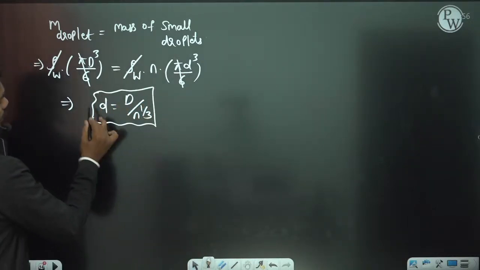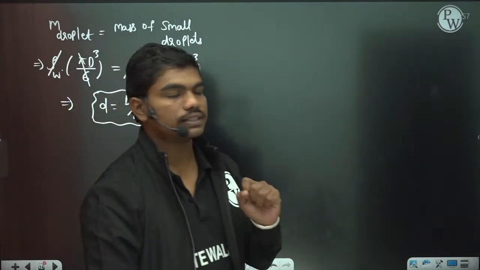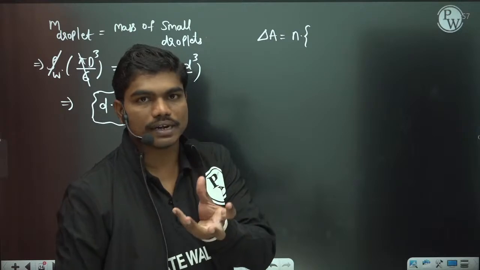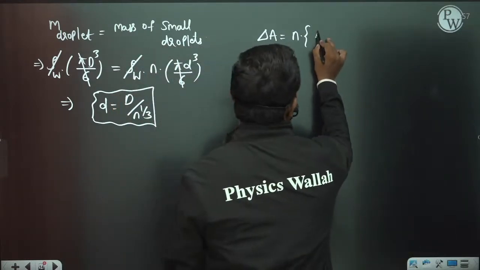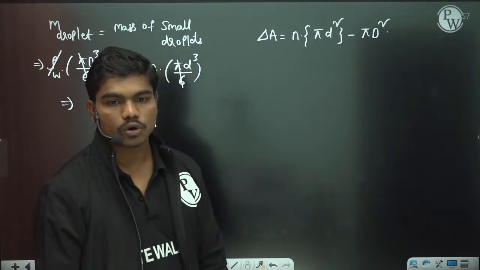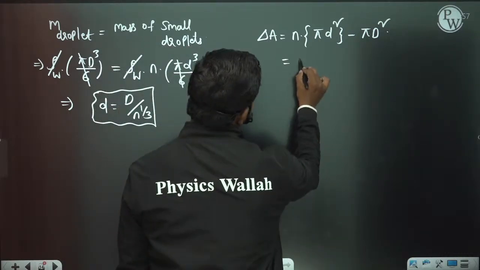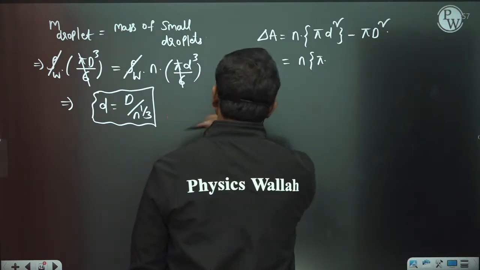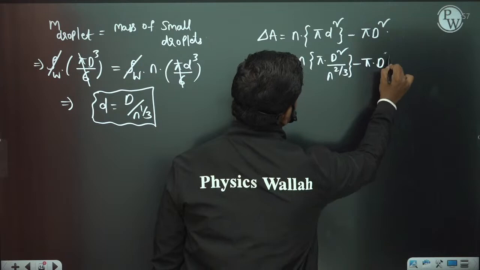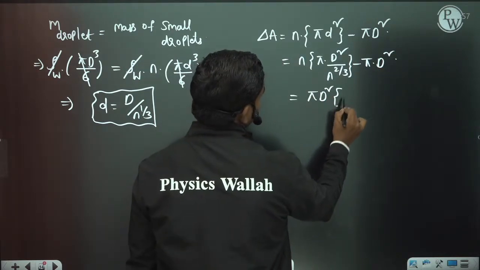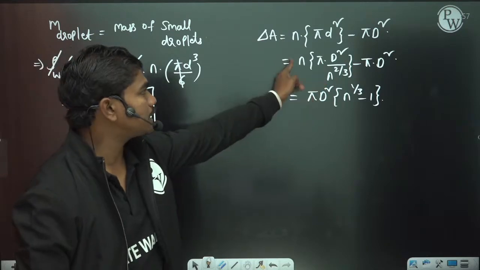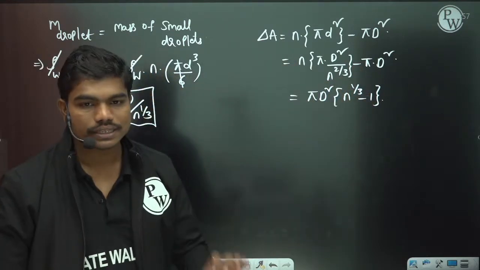Now let us calculate the area. What is the surface area? Delta A is equal to n times the surface area of a sphere, which is 4 pi r square, that is pi d square, minus the area of the big droplet, pi D square. This is the total surface area difference created. So n times pi d square is pi D square by n to the power 2 by 3, minus pi D square. If you simplify, we have pi D square times n to the power 1 by 3 minus 1. This is the total generation of new surface area, because n power 2 by 3 divided by n gives n power 1 by 3, and pi D square is common in both terms.